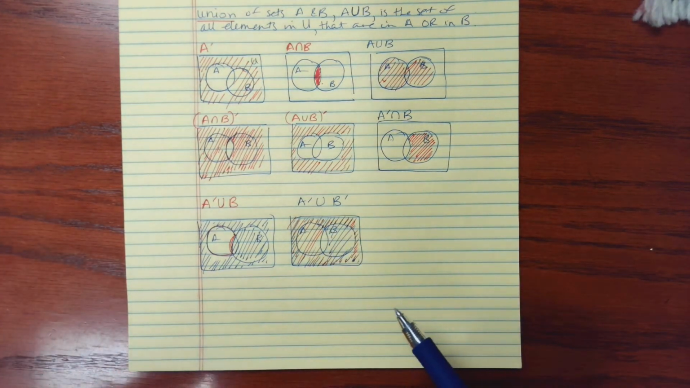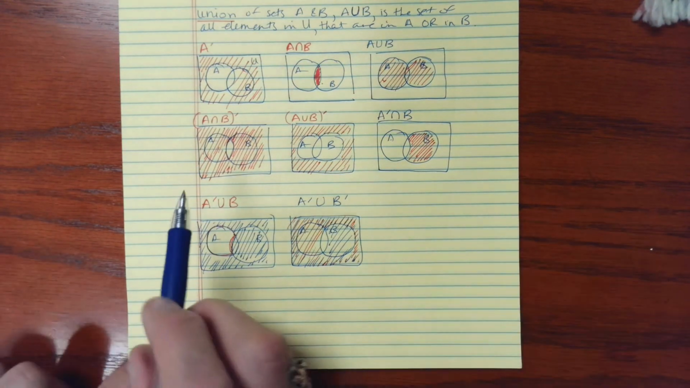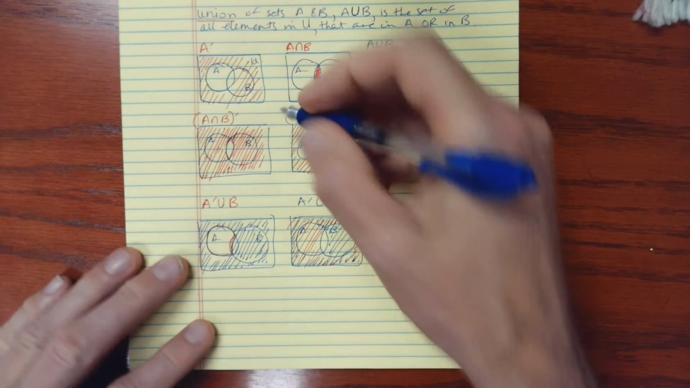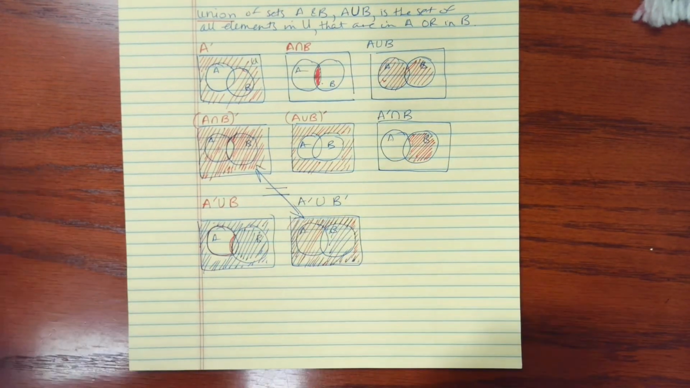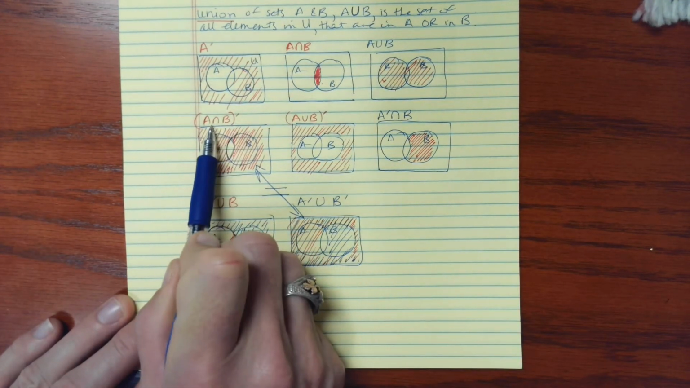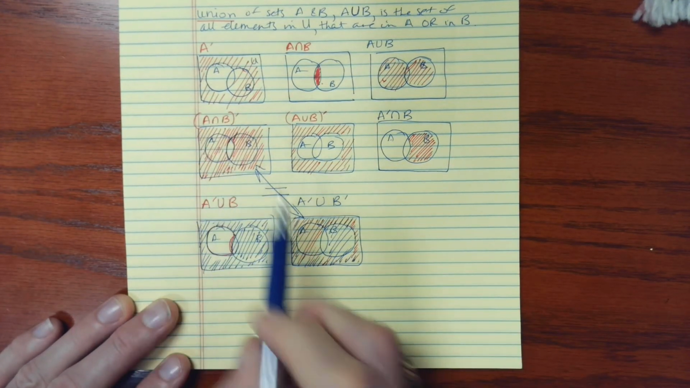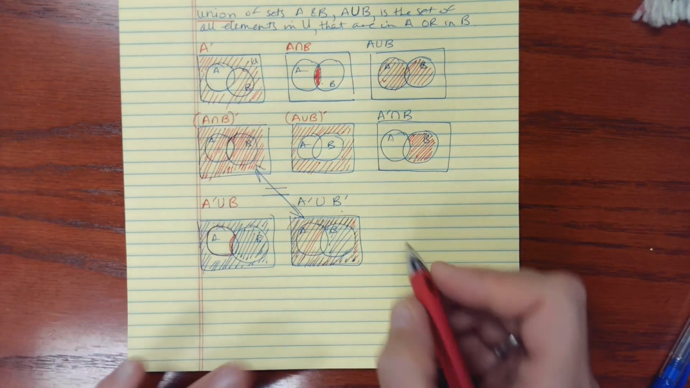Now that looks familiar. That is the same thing as this guy right here. These two are the same thing. Those are equal to one another. So the complement of the intersection is the same thing as the union of the complements. That's an interesting fact.